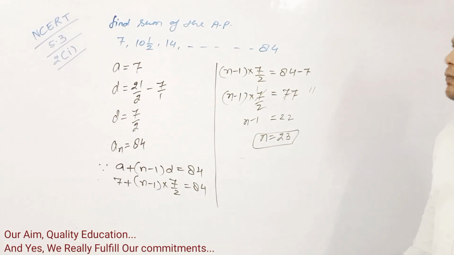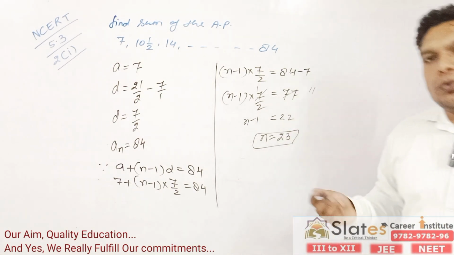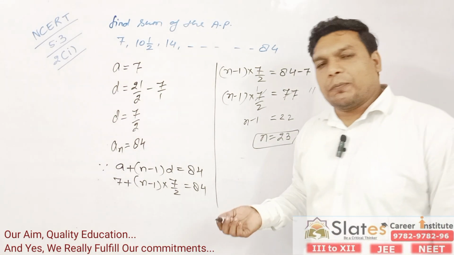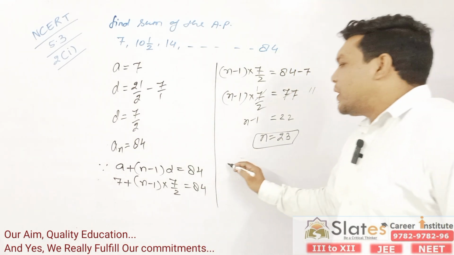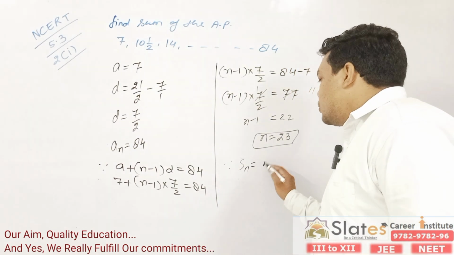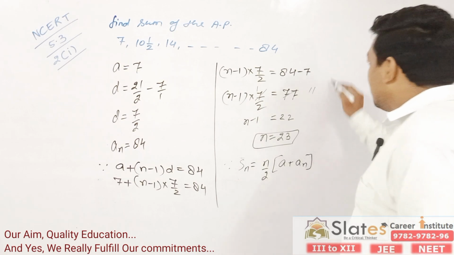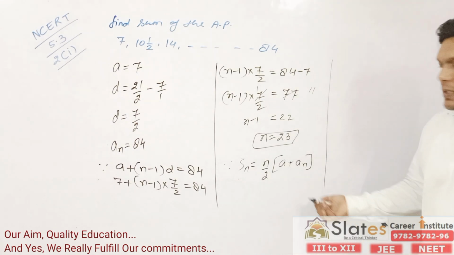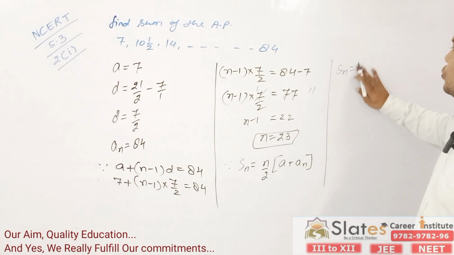So now it's easy. How can we find the sum? We find the sum of the first 23 terms. Either you can use the formula Sn is equal to n upon 2 bracket 2a plus n minus 1 into d, or for easy calculation, we can use Sn is equal to n upon 2 bracket a plus an. Very good. So what is this? We have all the terms here. So Sn is equal to n upon 2. What is n? Now we have found it is 23 upon 2.